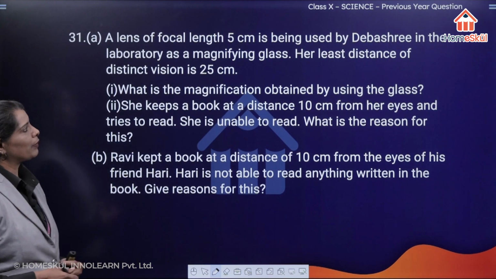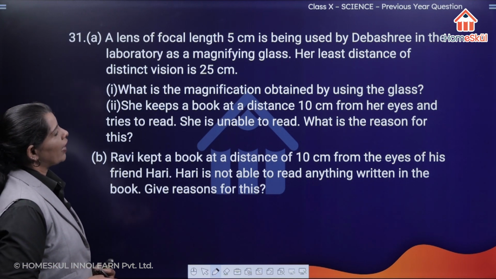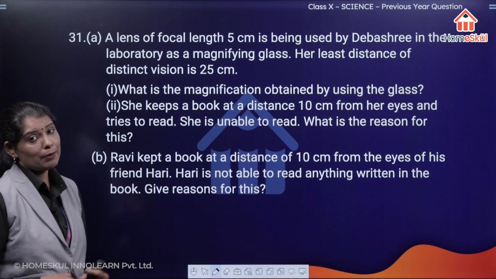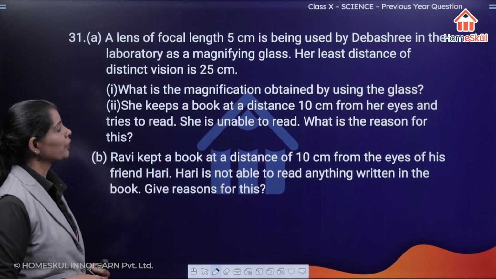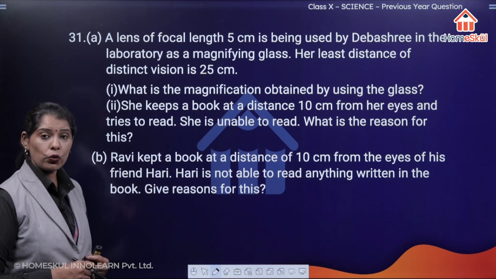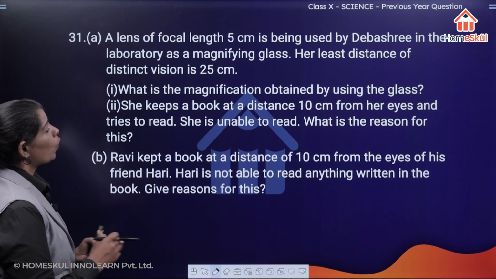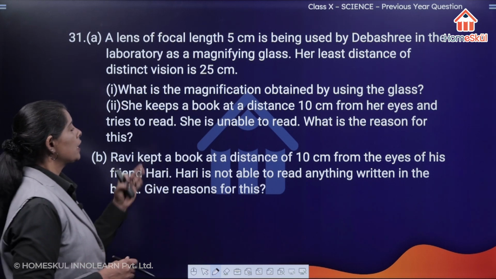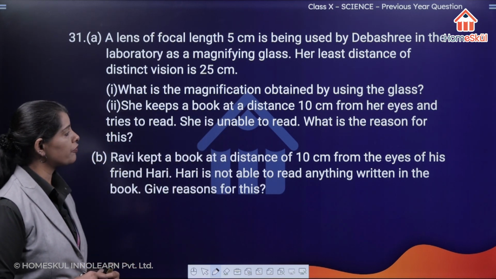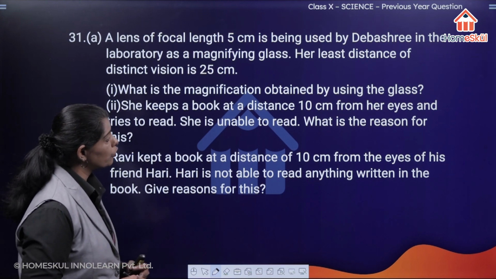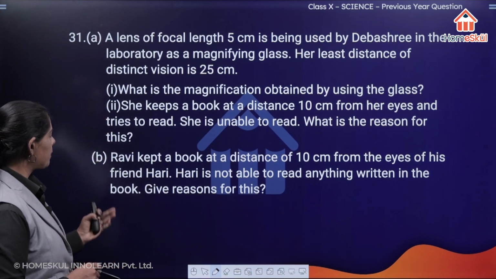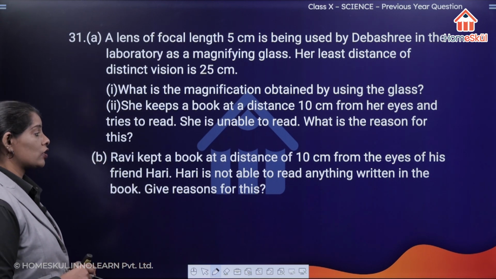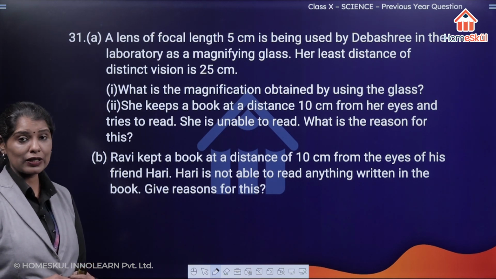Coming to the next question, question number 31. A lens of focal length 5 centimeter is being used by Devashri in the laboratory as a magnifying glass. Magnifying glass, of course, the convex lens. Her least distance of distinct vision is 25 centimeter. What is the magnification obtained by using the glass? The second part of the question says, she keeps a book at a distance of 10 centimeter from her eyes and tries to read. She is unable to read. What is the reason for this? B part. Ravi kept a book at a distance of 10 centimeter from the eyes of his friend Hari. Hari is not able to read anything written in the book. Give reasons for this. Okay.